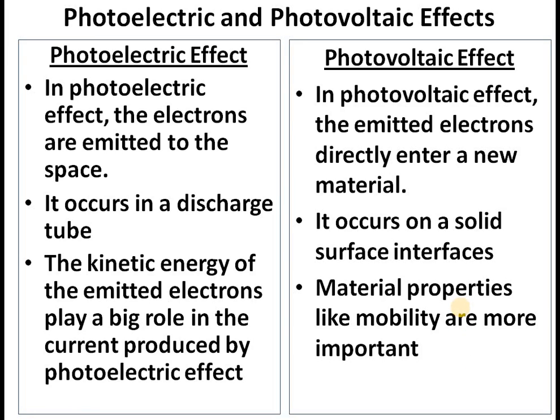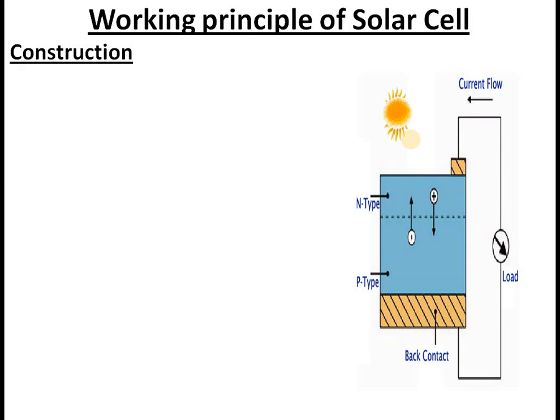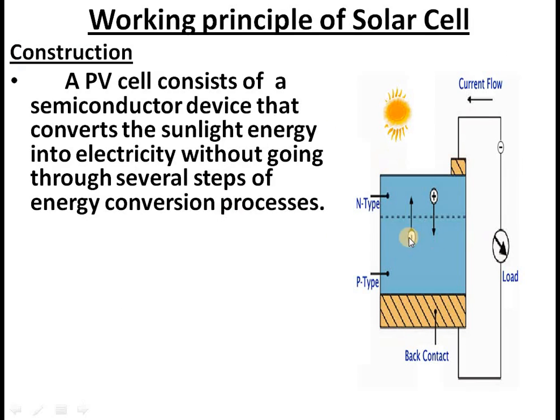Okay. So now here onwards we will go on with the photovoltaic effect. We will not discuss anything about the photoelectric effect because solar energy production is concerned with the photovoltaic effect. That is done in semiconductor material like silicon. So this is a typical silicon solar cell. Its construction consists of a semiconductor device that converts sun energy, some solar energy into electricity without going through several steps of energy conversion.